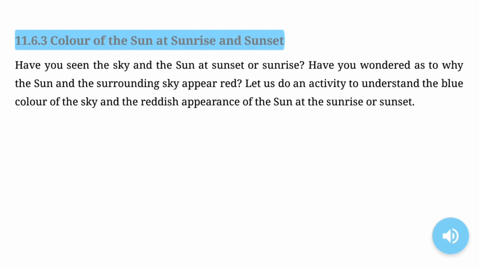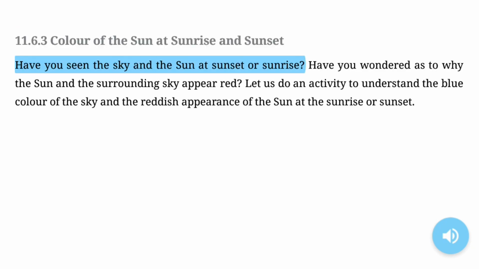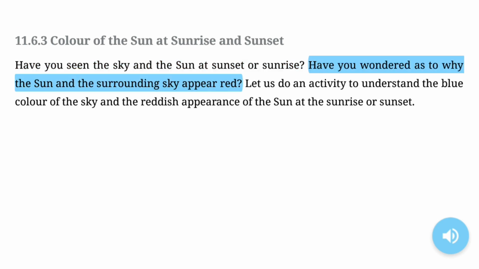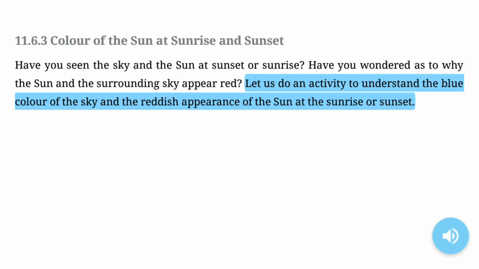11.6.3 Color of the sun at sunrise and sunset. Have you seen the sky and the sun at sunset or sunrise? Have you wondered as to why the sun and the surrounding sky appear red? Let us do an activity to understand the blue color of the sky and the reddish appearance of the sun at the sunrise or sunset.